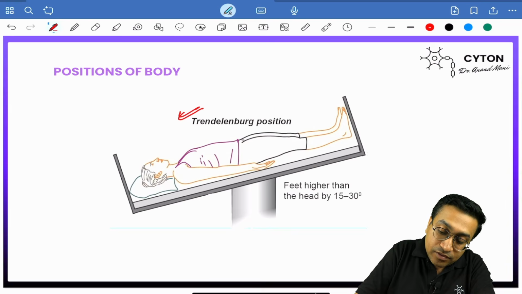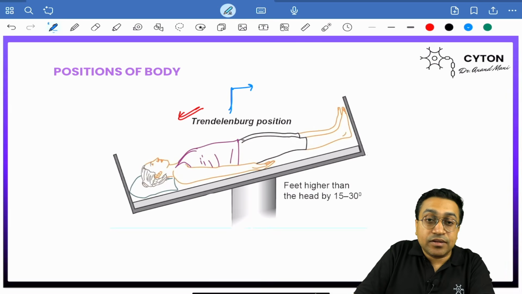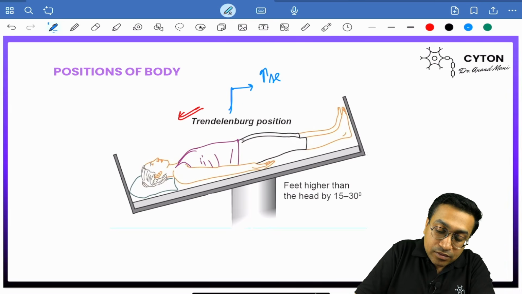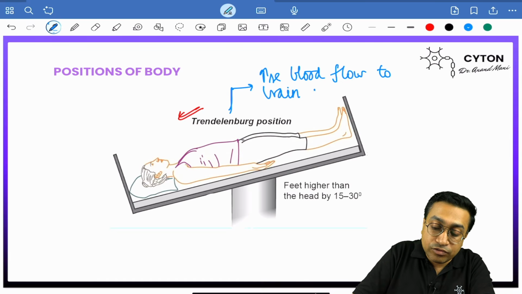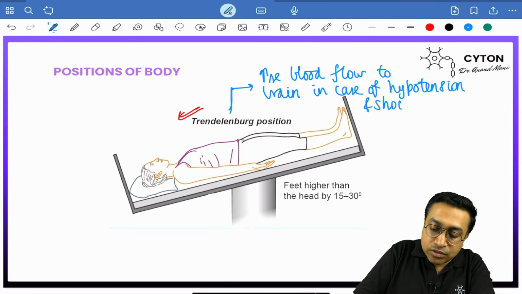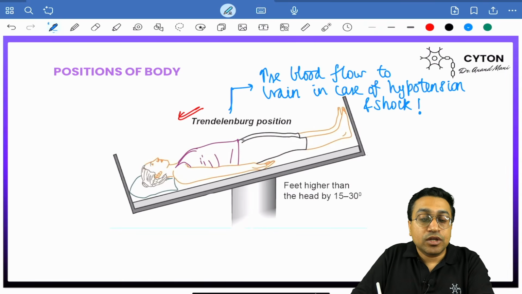So this helps to increase the blood flow to the brain, okay, in case of hypotension and shock, okay. Now this is classically used for laparoscopic surgeries of the lower abdomen and pelvis.